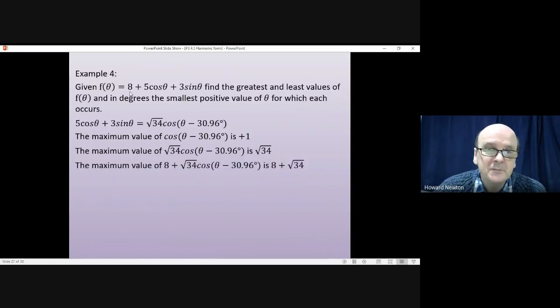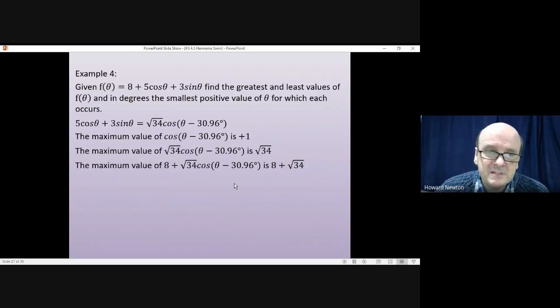At this point, we finally say, but there was 8 we needed to add on as well. But you really don't need to worry about it until this point. So the maximum value of 8 plus root 34 cosine(theta minus 30.96) will just be 8 more than that. We're just adding on 8. So that's the maximum value of the function f of theta, 8 plus root 34.